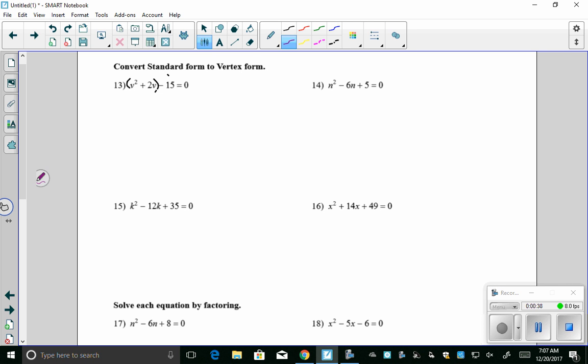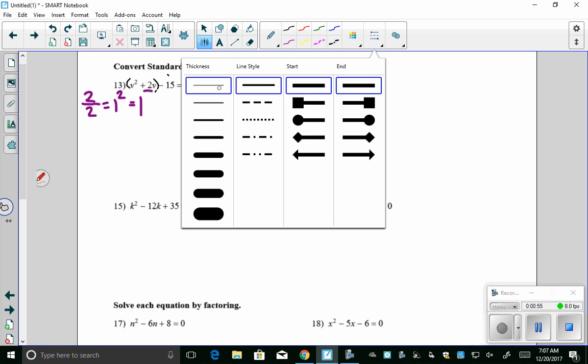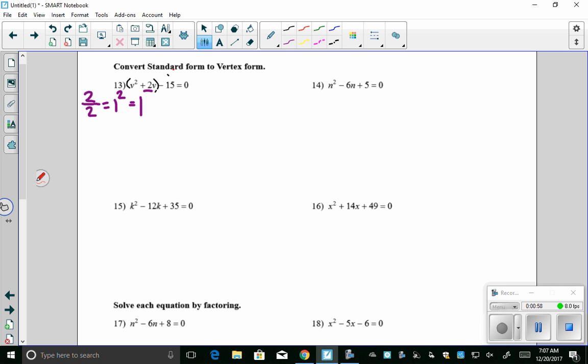You're going to pull out the 2 and do 2 divided by 2 equals 1. Square it. 1 squared is 1. From here, you're going to put v squared plus 2v plus 1, drop this down, minus 15 equals 0.